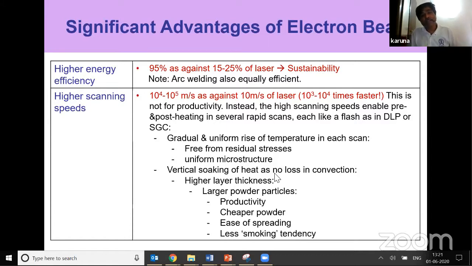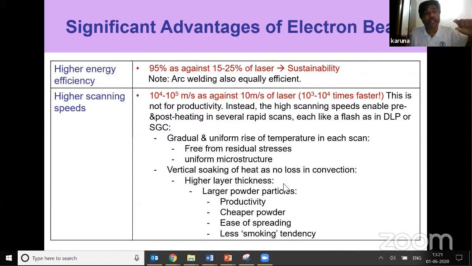There is another advantage of scanning a surface multiple times. Any layer, you scan thousands of times. Each time, the temperature increases by, let's say, 0.5 degrees centigrade or 0.2 degrees centigrade. So to reach a temperature of 1,400, 1,500 degrees centigrade, you scan several times. When you scan several times, then the heat can soak downwards. If you scan the whole thing in one go, only the top thin layer will get heated. The heat will not have the opportunity to go down. But when you do this, the heat can go down.